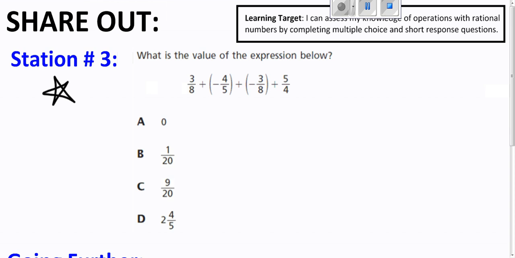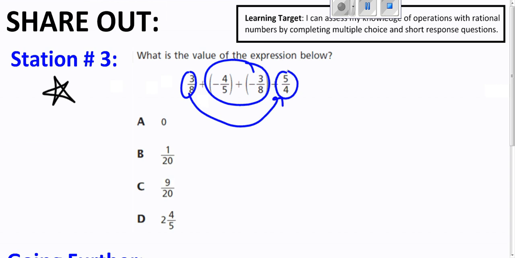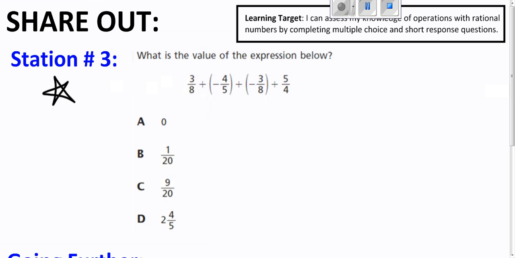Number 3, or station number 3: 3/8 plus negative 4/5 plus negative 3/8 plus 5/4. So just two different strategies here that I was seeing today. One was to group the negative numbers and to group the positive numbers, and then just add those answers together. The other way I was seeing it was if you really thought ahead and took your time, 3/8 plus negative 3/8 is 0. So that cancels out.